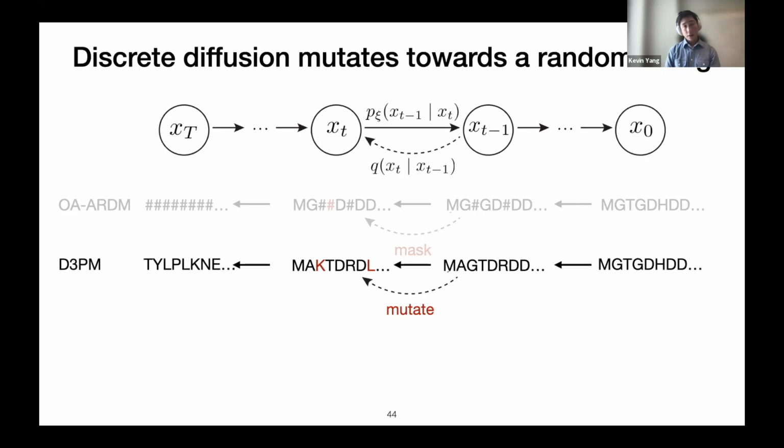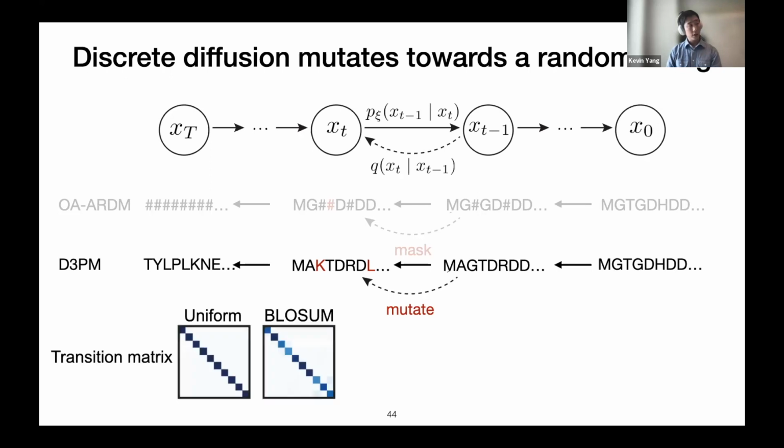You choose how to mutate things using what's called a transition matrix. We consider both a uniform matrix, where at every position, any amino acid can mutate to any other one with equal probability. We also use one derived from BLOSUM62, which allows us to insert some evolutionary information. In that one, every residue does not have equal probability of mutating to every other residue at a given time.